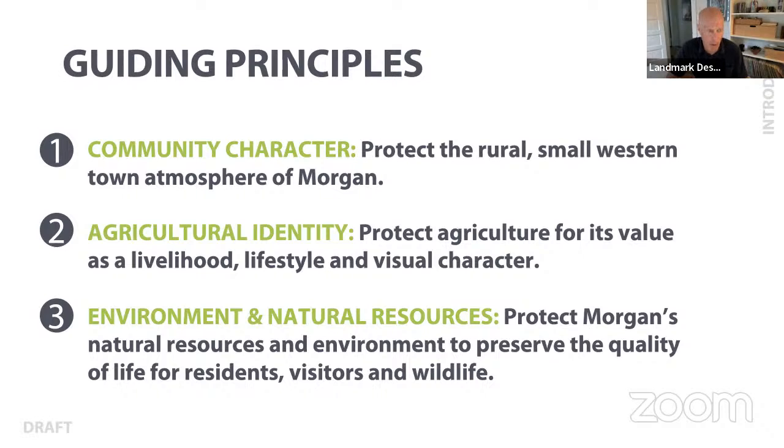As part of the plan, one of the things that emerged from that input was some guiding principles to lead the formatting of the plan itself. The key things here: community character was very important to the public, the sense of a small Western town. That's something that's coveted, that people really want to preserve. The agricultural identity, protecting agriculture for its value, particularly along the edges of the community, but all around the county, as well as within Morgan itself. Protecting the environment and natural resources.